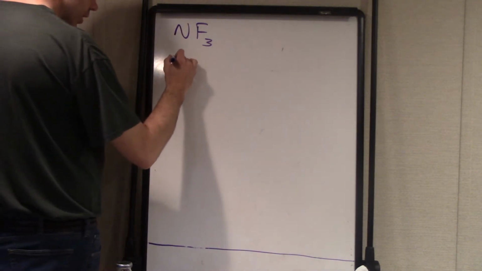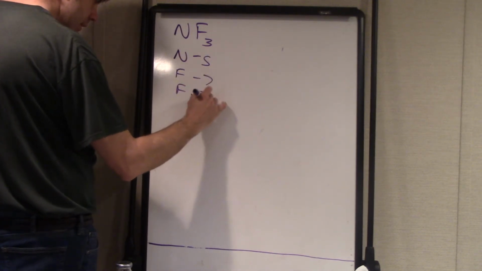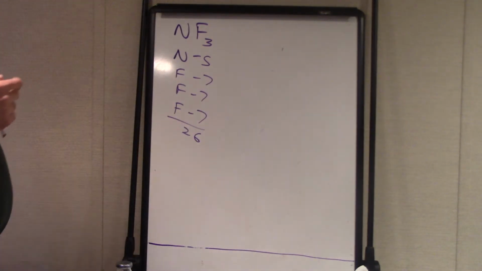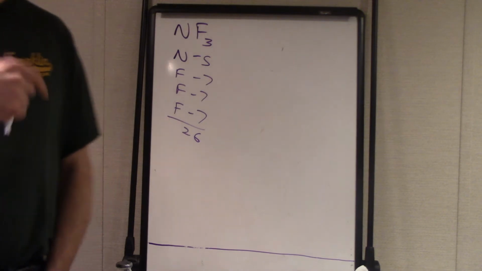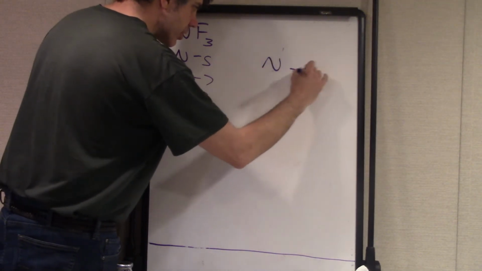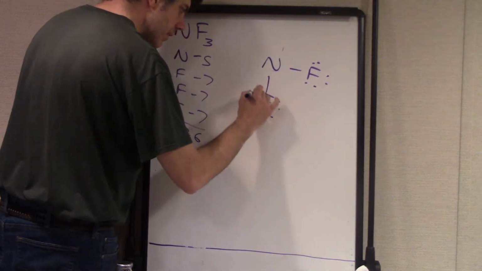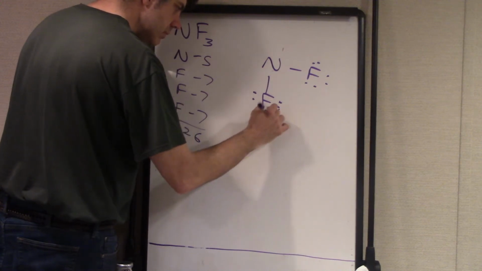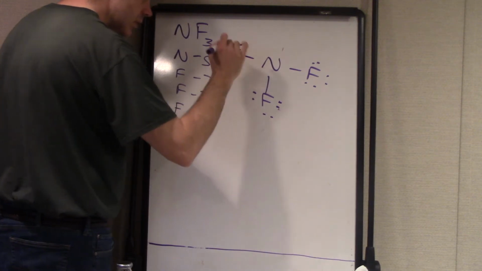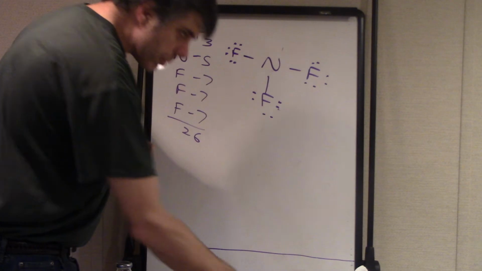So for NF3, we had this as our Lewis structure. Again, here's a good chance to pause it, make sure you're able to write this out for yourself. So here is our Lewis structure that we ended up with for NF3. We're going to use this as an example of how to count formal charge.